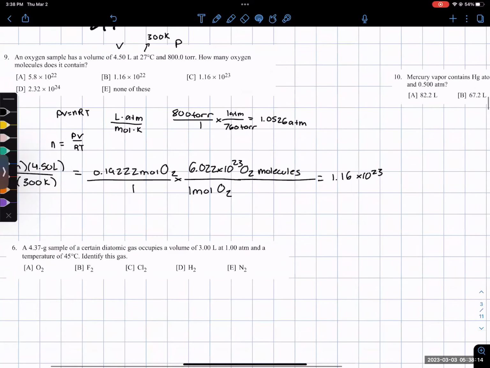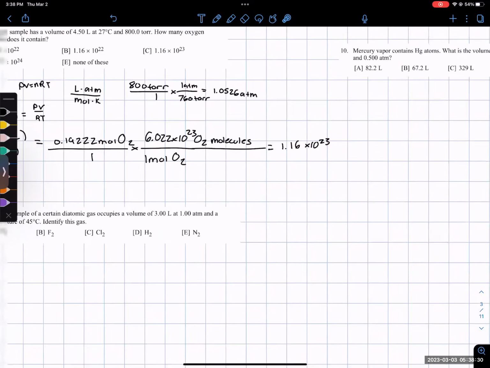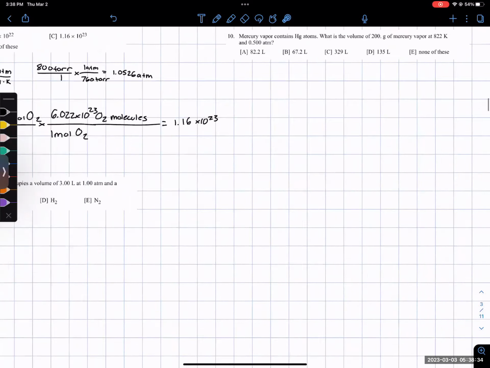Yeah, so after this step, if it asks for how many oxygen atoms, you would say in the next step, 1 molecule of O2 has 2 atoms of oxygen. So then you would multiply this number by 2 to figure out how many oxygen atoms. But that's not what this question is asking for. That was just a what if scenario, okay?